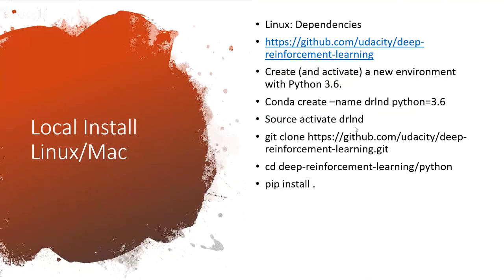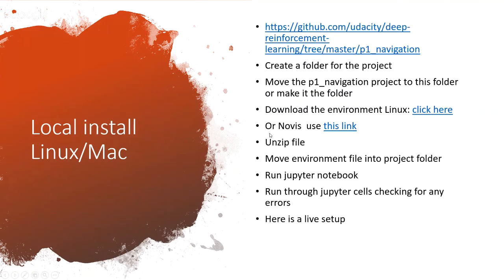Now, as you can see, I basically created the environment: did a conda create, source activate, cloned the repo, cd'd into it, and did a pip install within the Python directory, which installs everything. I then created a folder, moved into it, and downloaded the environment. You could also use the no-viz version if you don't want it to visualize; it will train much quicker. Unzip the file and move the environment file into the project folder.